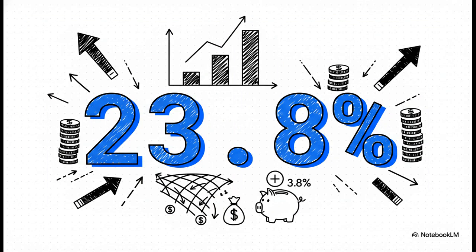But wait, there is a hidden trap here for high earners that we absolutely have to talk about, 23.8%. Now you might be wondering, where does this number come from if the top preferential rate is 20%? Well, there's an additional tax called the net investment income tax, or NIIT. It's a 3.8% surtax on investment income for single filers earning over $200,000 or married couples earning over $250,000. So in reality, this means the effective top federal rate on long-term capital gains actually hits 23.8%, and that's before state taxes even enter the chat.